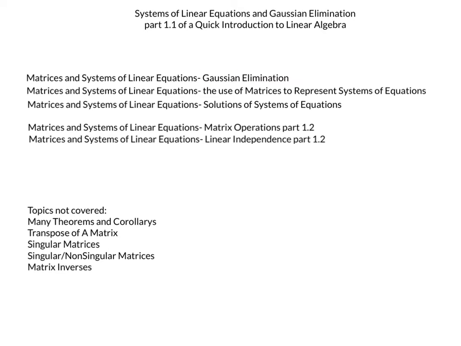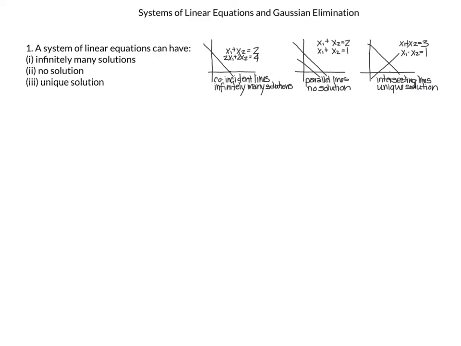So now that we've covered Gaussian elimination and looked at how we can use matrices to represent these systems of linear equations, we're going to talk about the solutions of systems of equations. What are the possibilities for solutions? And the answer is a system of linear equations can have infinitely many solutions, it can have no solution, or it can have a unique solution. There's no such thing as having 2 solutions or 3 solutions. It either has infinitely many, no solution, or a unique solution.